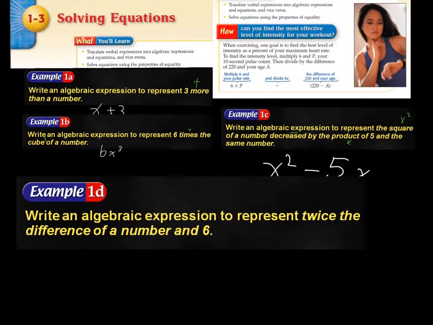Okay, write an algebraic expression to represent twice, when we're multiplying by 2, the difference, the answer when we subtract, of a number and 6. So first we need the difference of the number and 6, and then we want twice that whole quantity, so we need to use parentheses this time.